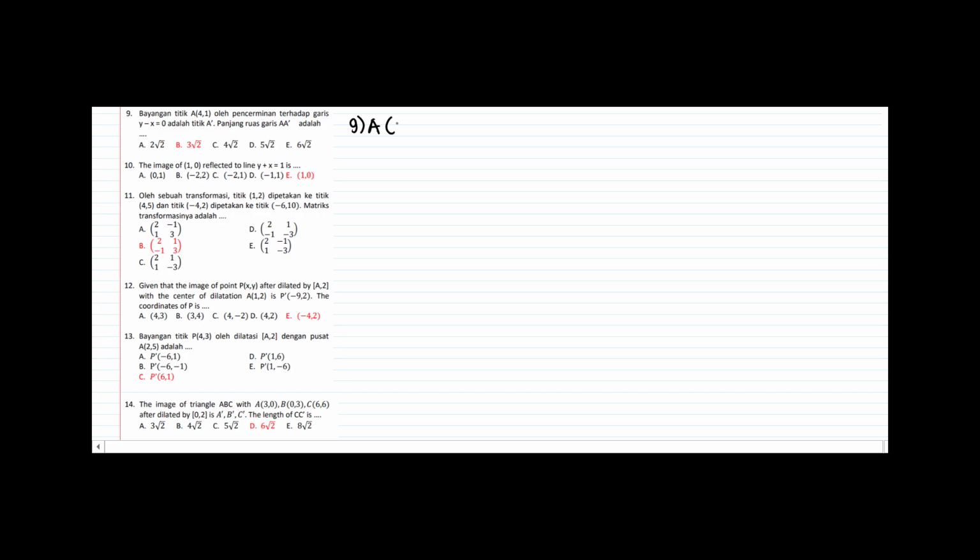Next is 9. A reflected to y minus x equals 0. So I have A 4,1 reflected to y minus x equals 0. It's not a common form of reflection, so we have to write y equals x, not y minus x equals 0 but y equals x. Jadi x nya dipindahin ke kanan. Oke, nah kita harus cari A aksennya berapa.